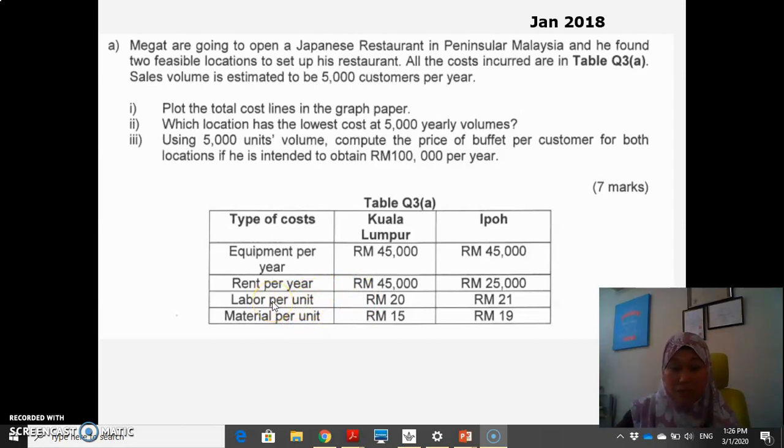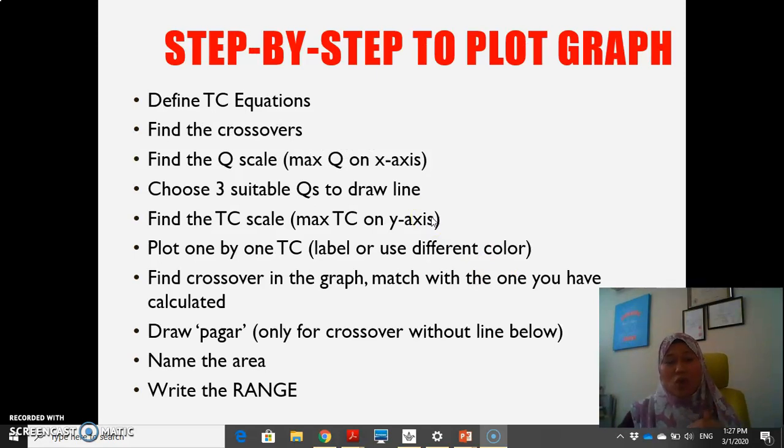This is the labor and the material. So what we have to do is add up these two for the variable cost, and then we do the same for the Ipoh location. And then these are the steps that you need to follow in the cost volume analysis.